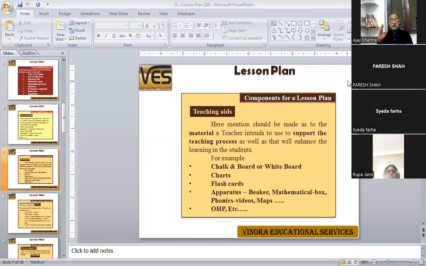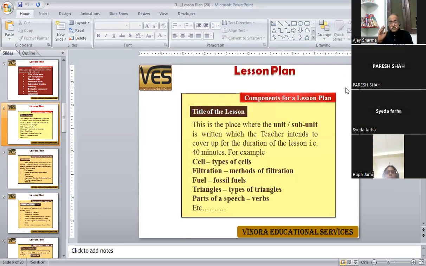So over here now we write teaching aids. First one, I go a little bit back. First is the title of the lesson. Cell, types of cell we will study. Mathematics, triangles we will study. Filtration, methods of filtration we will study. Fuel, fossil fuels we will study. Or parts of speech and verbs we will study. So that all depends upon what exactly you are going to teach. That is the title of the lesson.